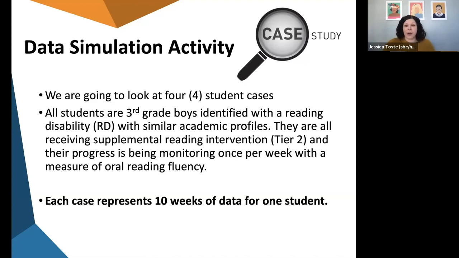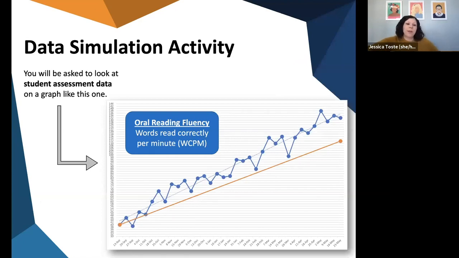Each case that participants looked at represented 10 weeks of data for 1 student. We conducted a brief overview so participants would know what they were looking at. So we told them you'll be asked to look at student assessment data on a graph like this, that they were looking at oral reading fluency, which represents words read correct per minute at each data point.